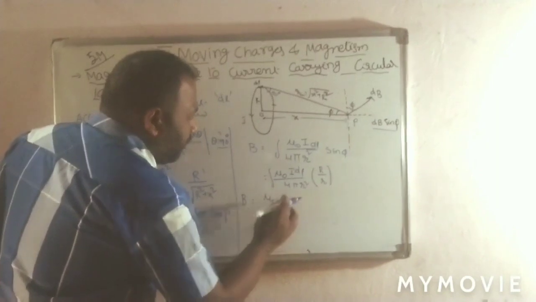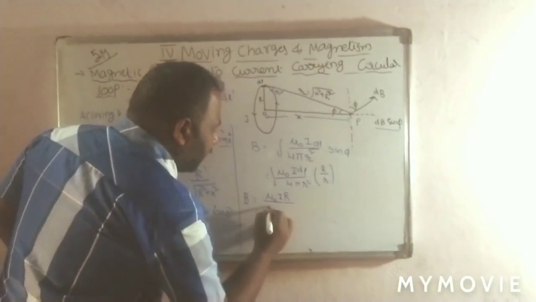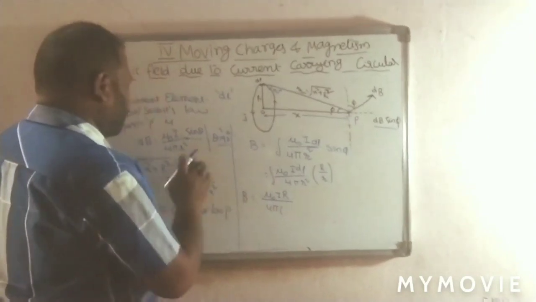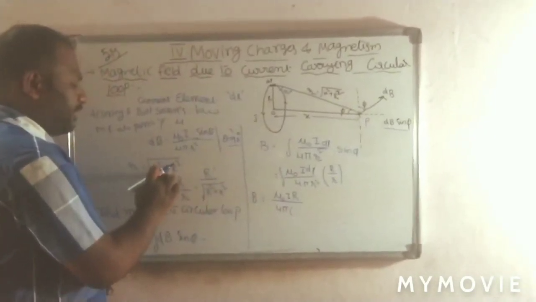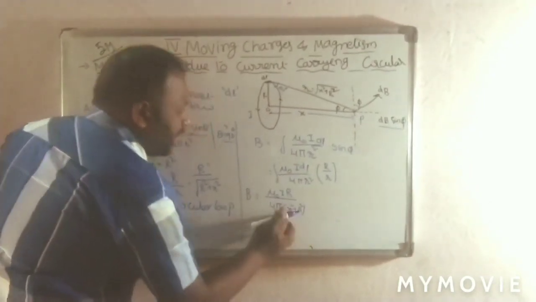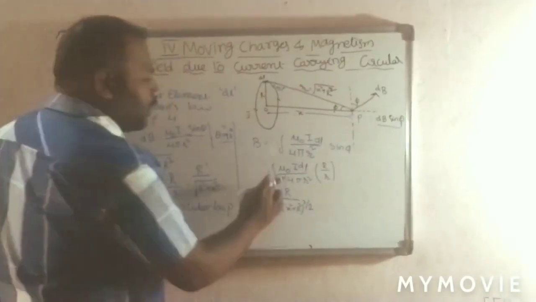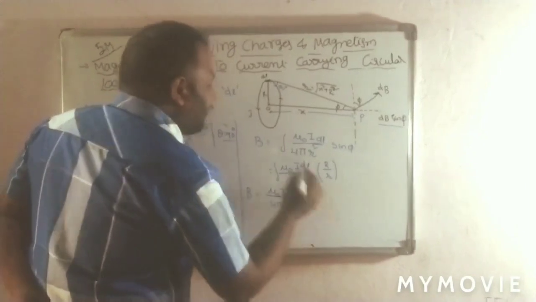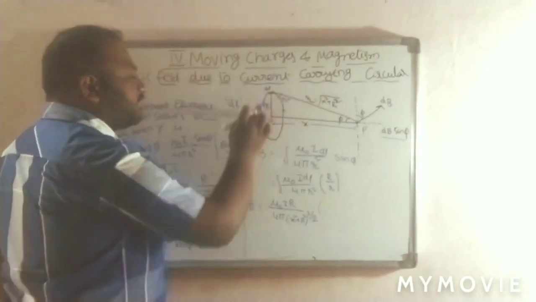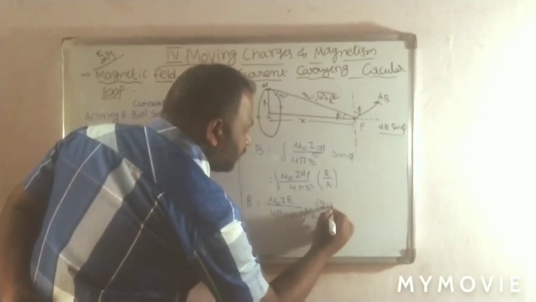By simplifying, mu naught I into capital R by 4 pi r square into r, this is r cube. But what is small r? Small r is equal to root of x square plus capital R square, so this is x square plus capital R square whole power 3 by 2, into integral dl. What is integral dl? It is the total length of this circular coil, which is nothing but its circumference, that is 2 pi r.